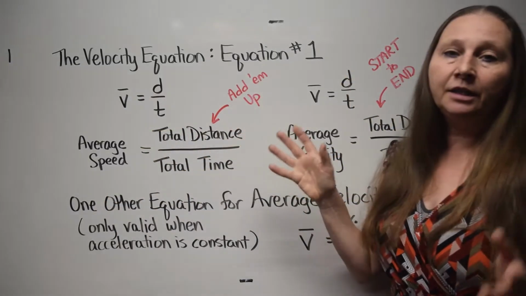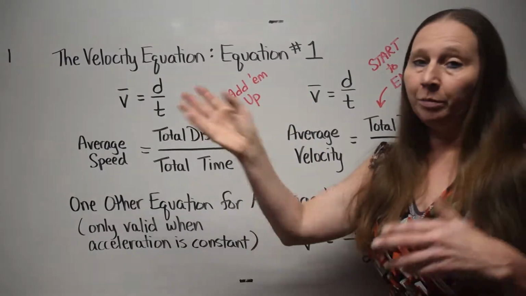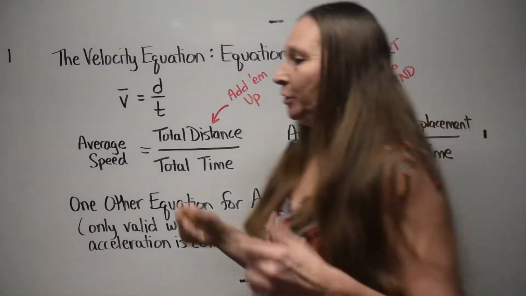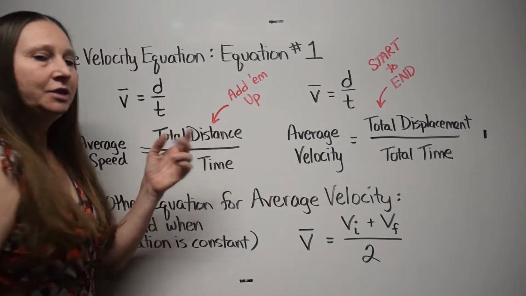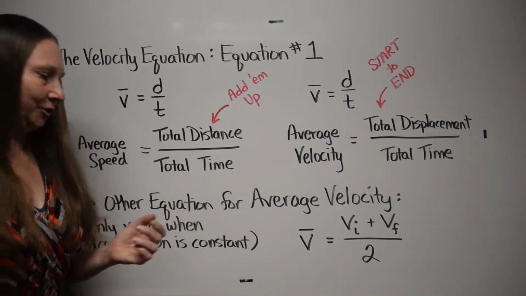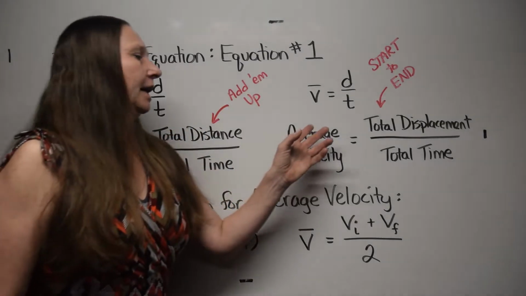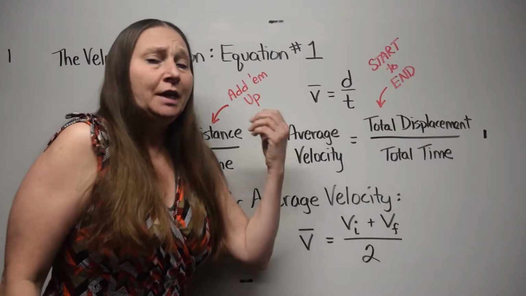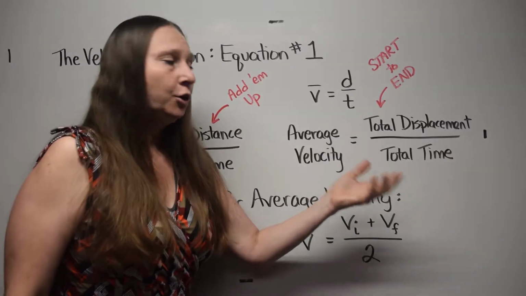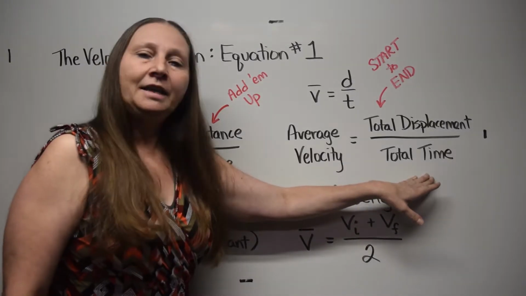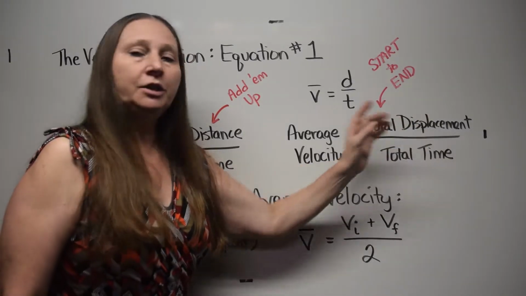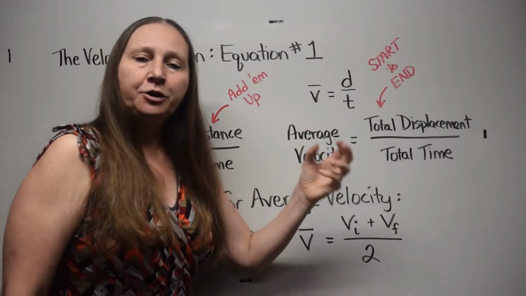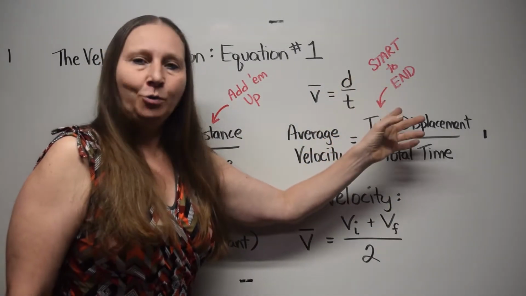Remember that to find the distance, you just add up all the places that you went, because we don't care about direction, because distance and speed are scalars. Now, to find average velocity, you would find the displacement, you don't have to say total displacement, and divide that by the total time. Remember that displacement is the measure of straight from start to end.